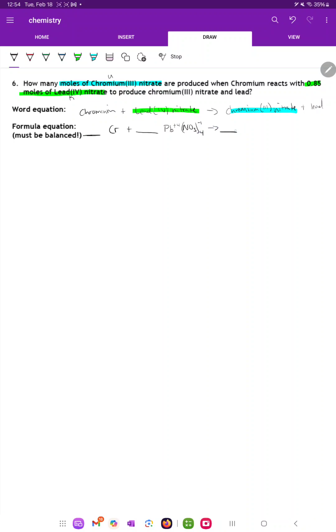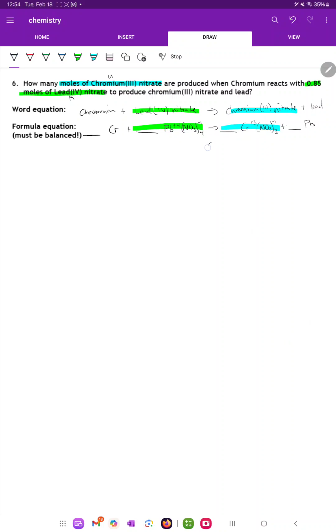It's then going to make chromium 3, so Cr with a plus 3, and nitrate, again NO3, but this time instead of a 4 on the bottom right, it's going to have a 3 because of that chromium. And added to it, we're just going to get some lead, so Pb. There's a breakdown of it written out. Now we've got to balance this equation. Before I get any further into this, I'm going to color my known and my unknown, just so I can keep track of those.